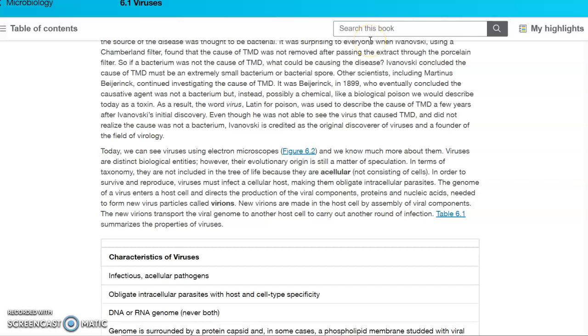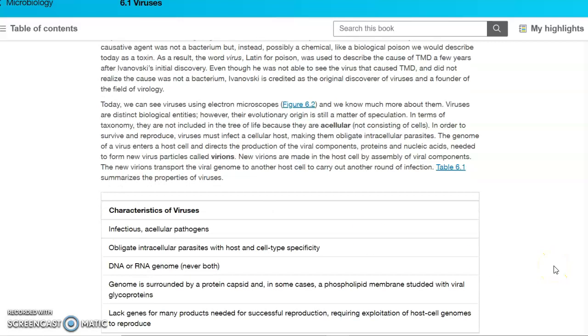Now we'll turn our attention to acellular pathogens. We'll take a look in this video at viruses. If we look at some of the characteristics of viruses, we see that they are referred to as infectious acellular pathogens. Acellular, without cells. Viruses are not included in any of our phylogenetic trees because they are not considered to be alive. They are not composed of cells.